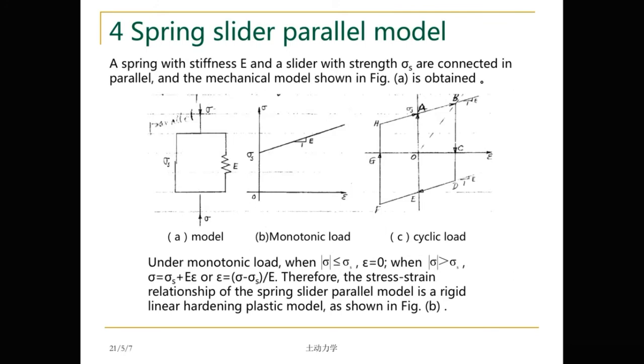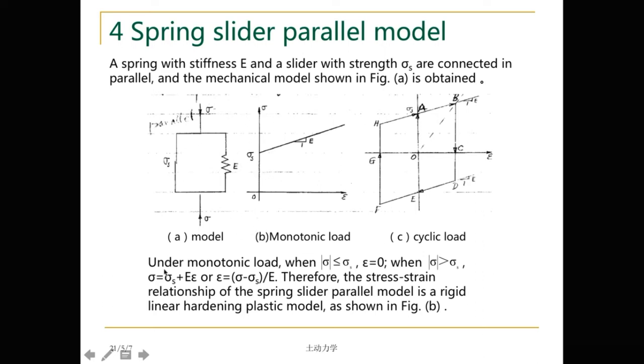Now let's move to another one. It's a spring-slider parallel model. A spring with stiffness E and a slider with strength sigma s are connected in parallel, and the mechanical model shown in Figure A is obtained. This is a Coulomb body, or we also call it a slider. The spring is connected with the slider in parallel.